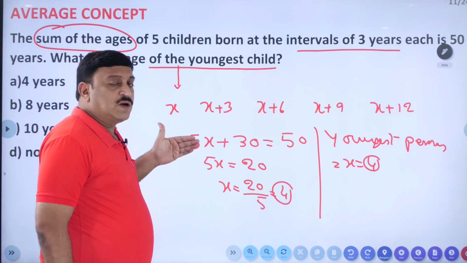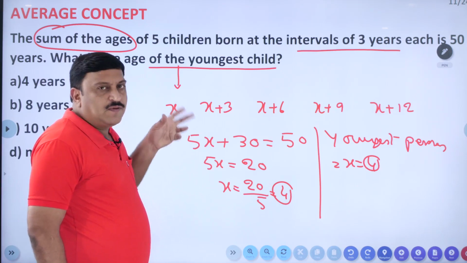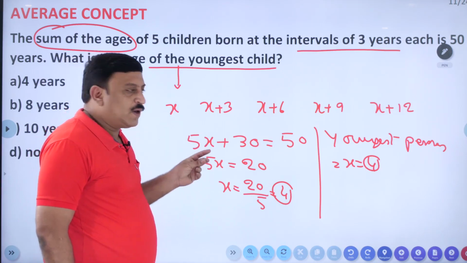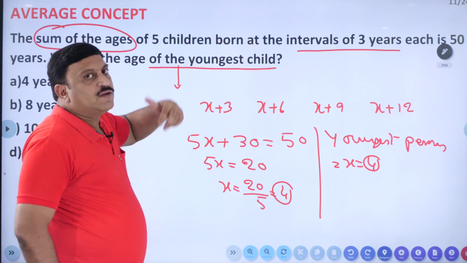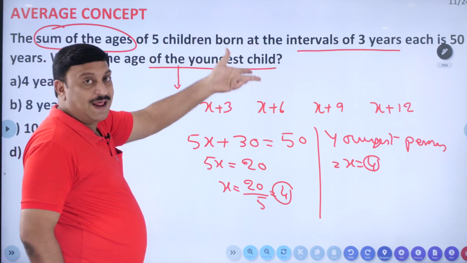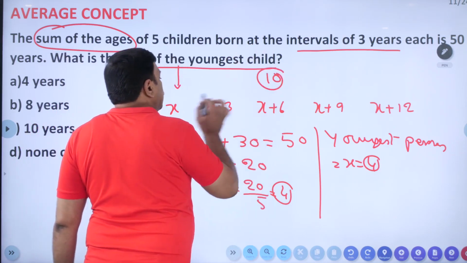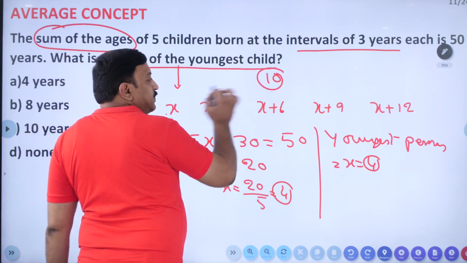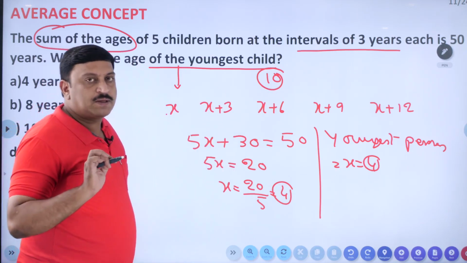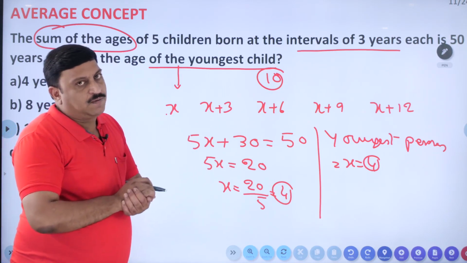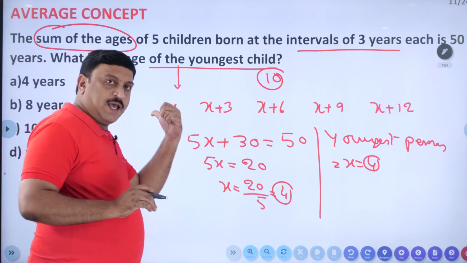But once we get the concept of average, then you'll have a different style, right? You can use it within a fraction of a second without doing all this. You can say 50, that is, the average will be 10. 10 is the middle person. If 10 is the middle person, he is 6 years back, that is 10 minus 6, that is 4. But you should have some concept behind that, that is the average concept. We will do that for the next question, then come to this one again, right? Let us see.